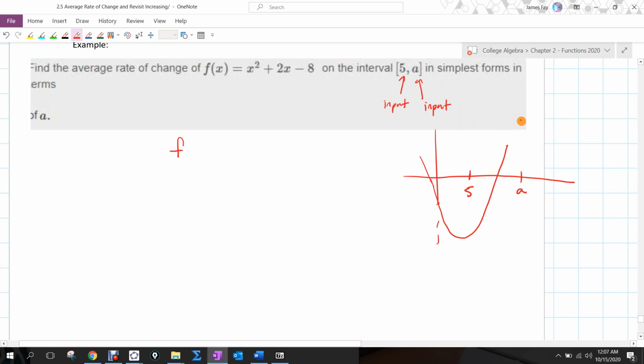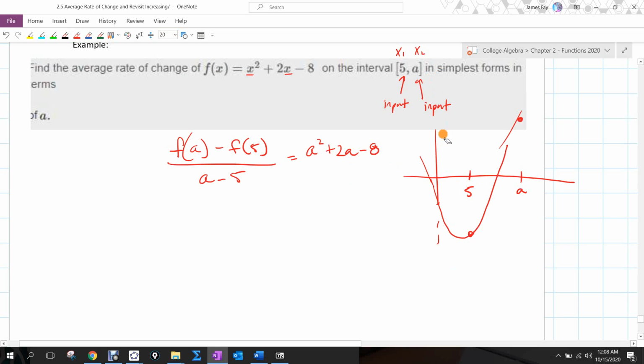So there's going to be a point up here on the graph and a point down here on the graph, and we're trying to find the rate of change between those 2 points. So when I'm trying to evaluate this thing, this is essentially my x1, and this is my x2. So I'm going to find f of a minus f of 5, and I'm going to divide that by a minus 5. So f of a, all that means is come to the function f and plug in a everywhere you see x. So I'd have a squared plus 2a minus 8.